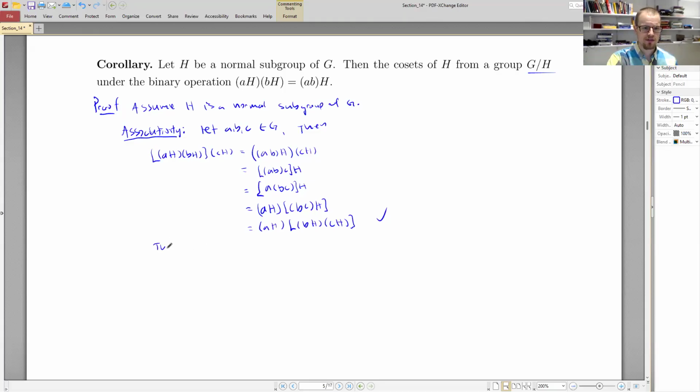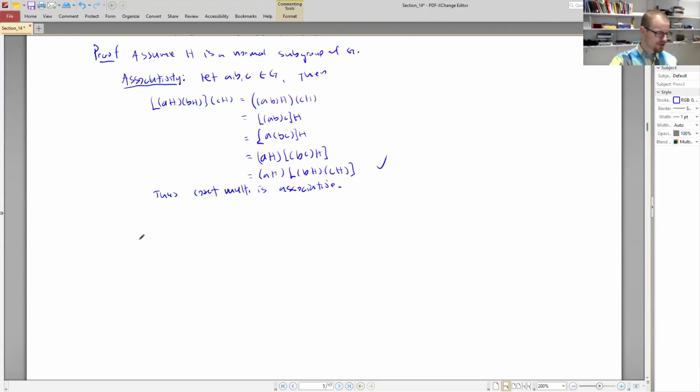Thus, coset multiplication is associative. Excellent. We also want to verify the identity. So identity here. We want to let E be the identity in G.